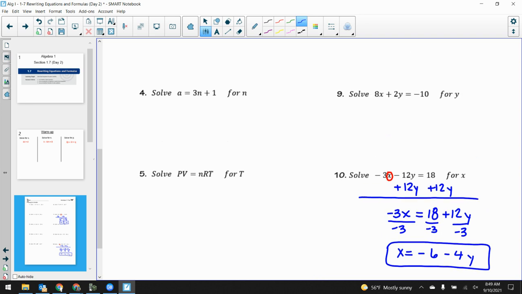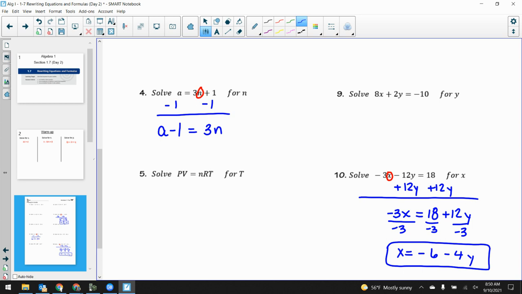Number 4 right here. All right, so again, I see two things happening to n. I see a 3 times n, and then the 3n plus 1. So I see the plus 1 and multiplying by 3. So that means I need to subtract a 1 first. Remember, do your addition and subtraction first. A minus 1 is equal to 3n.